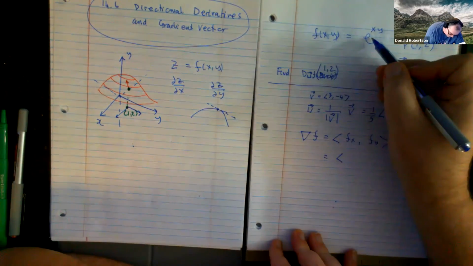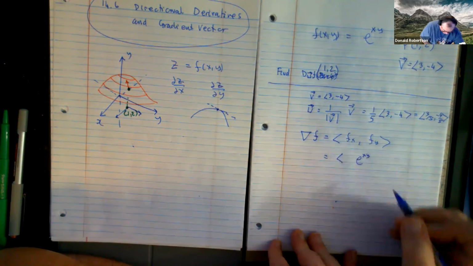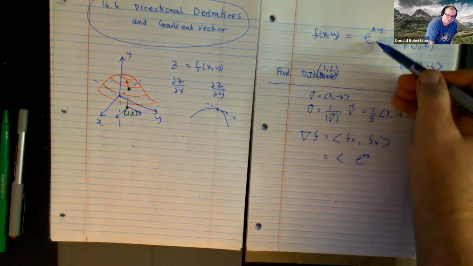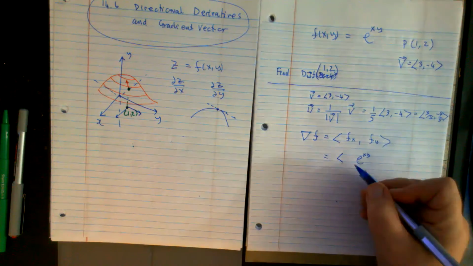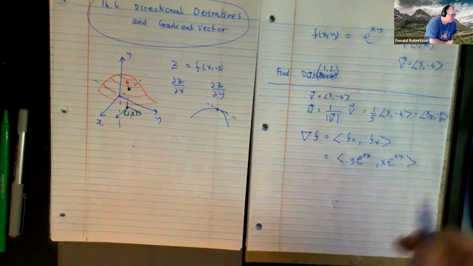Well, when you differentiate this with respect to x, you do get e to the xy. Do I get anything else? The partial derivative of this function with respect to x, you would have a y up front because of the chain rule, agreed. And when you differentiate with respect to y, you have an x for the other one, because of symmetry.